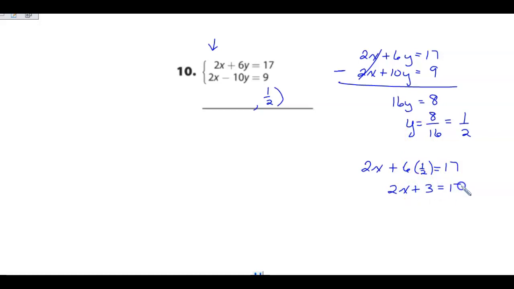Thinking ahead. Subtract 3 from both sides. Divide by 2. X equals 7. So our solution is 7 1/2.